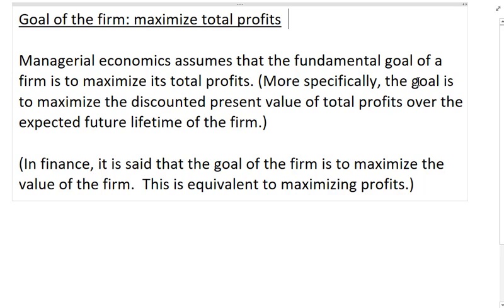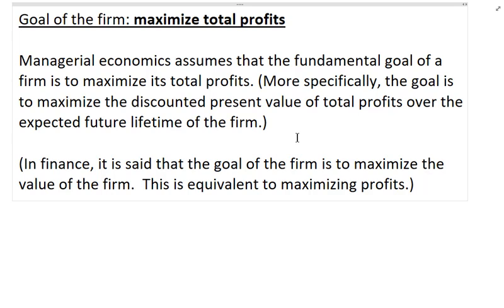Now, economists try to keep things as simple as possible when it comes to managerial economics. The goal of the firm, they say, is to maximize total profits. And technically, it's over the life of the business. Often in the theoretical world, they assume that the firm has an infinite lifespan and it projects its profits over that lifespan. And you take the discounted present value of all those profits and you're trying to maximize that value.